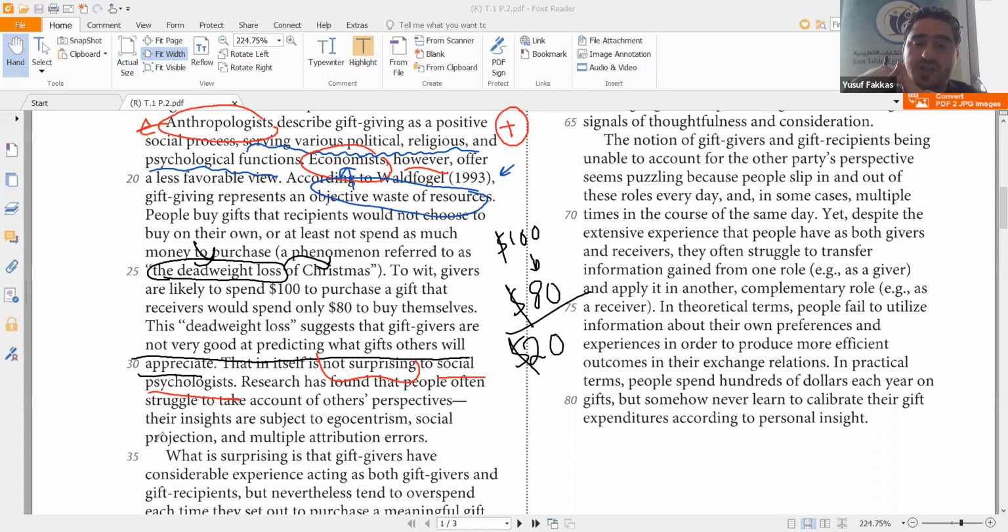The anthropologists say gift giving is a positive social process. Economists say gift giving is a waste of resources. And social psychologists say that this deadweight loss that happens in gift giving is not a surprise.